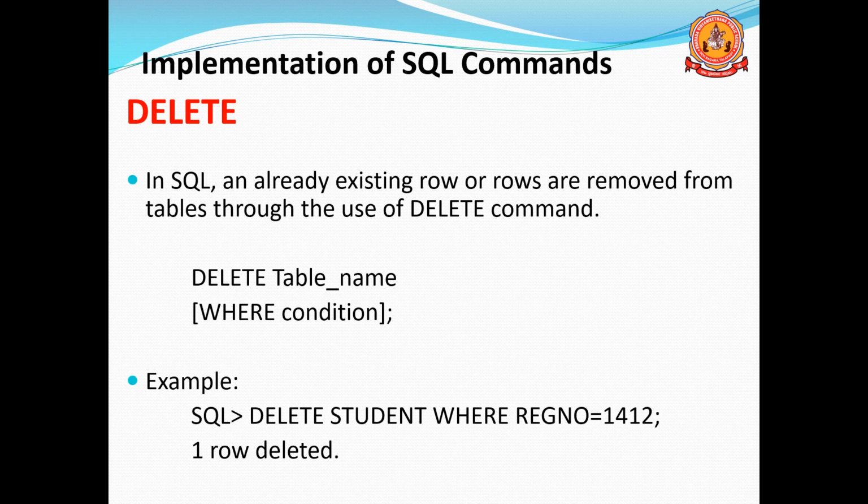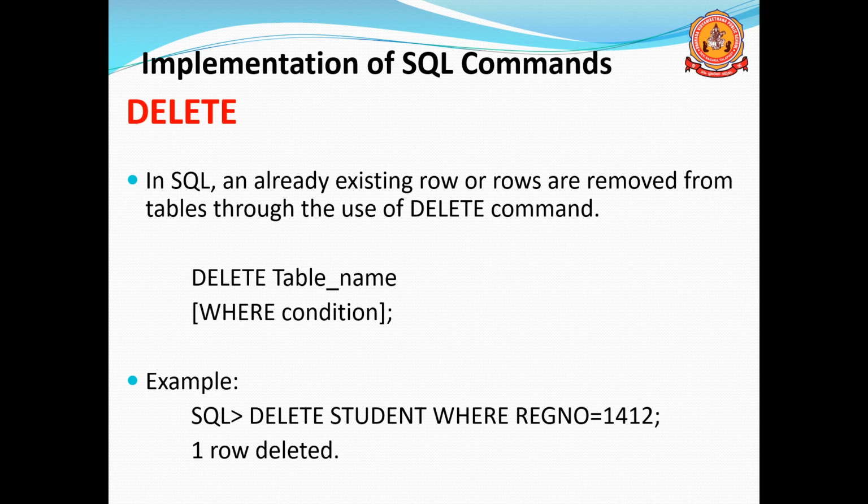In SQL, an already existing row or rows are removed from the table using the delete command. By using the delete command, either one row or a number of rows can be deleted. Delete from table name, where you have to provide the condition. Then here, any condition you can give: where register number, any register number can be deleted, or based on a particular name you can give the condition. Anything is possible.